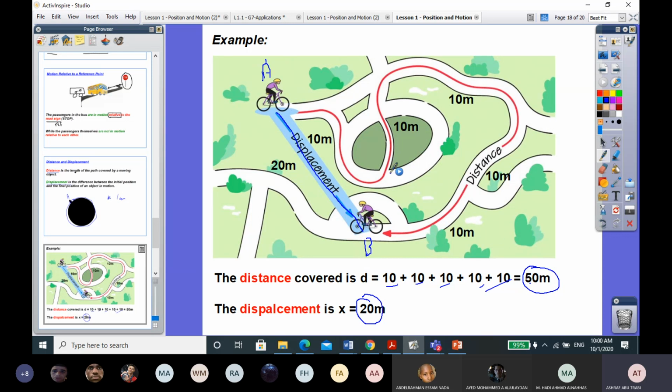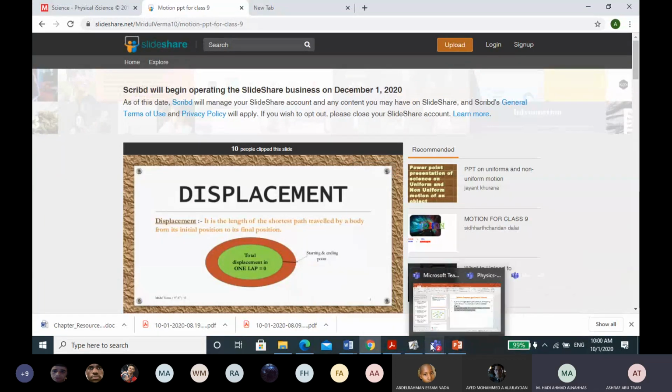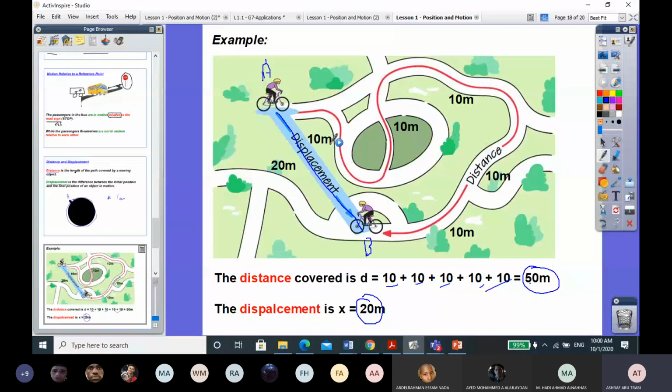So do you know the difference between displacement and distance? Yes, sir. Okay, great, guys. You didn't understand the difference between displacement and distance? Yes. Okay, great. No problem.